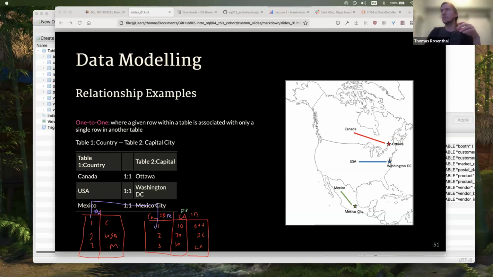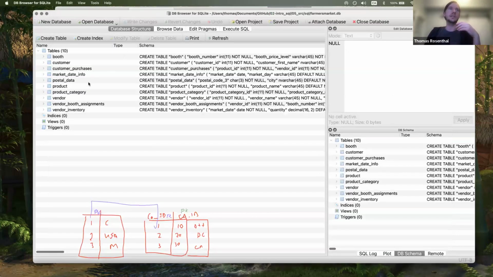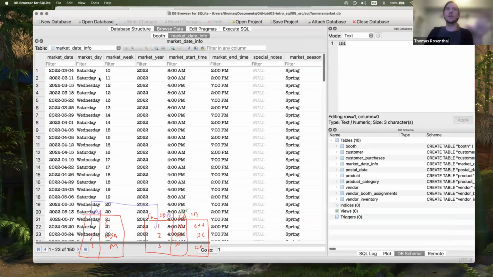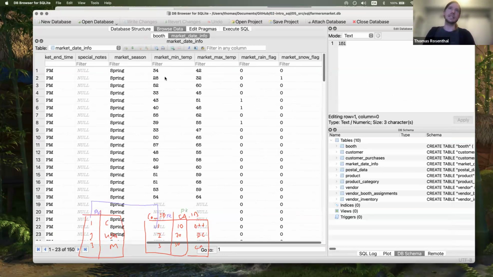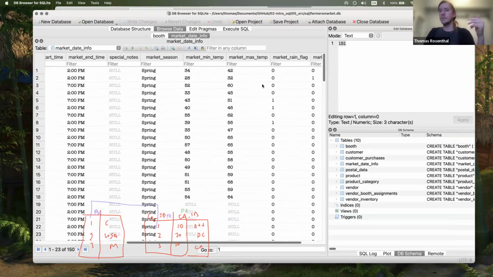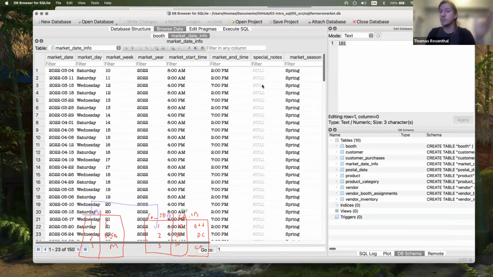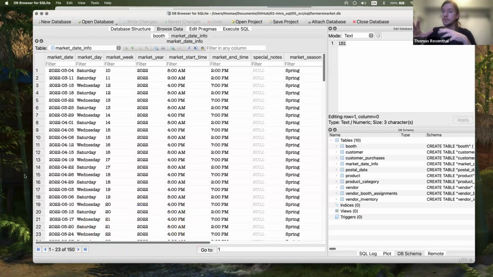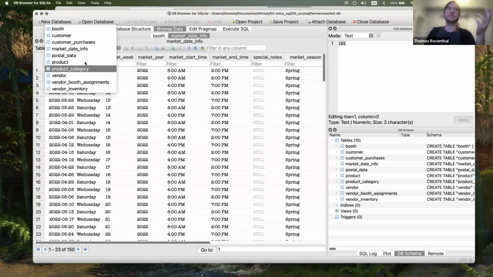For example, let me show this. When we talk about the market date table, just take a look at the market date table here. It doesn't have any information about the farmer's market. It just has dates in it, right? So it has the market date, the market day, the market week, some season, the temperature, did it rain, did it snow? It doesn't have anything to do with the farmer's market until you build that relationship out to those other tables. The same thing with the postal codes.